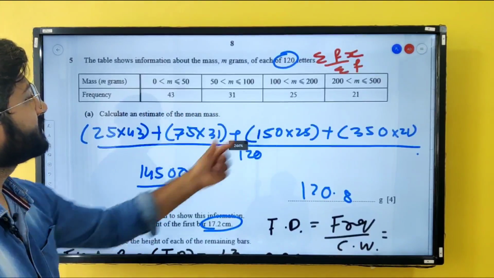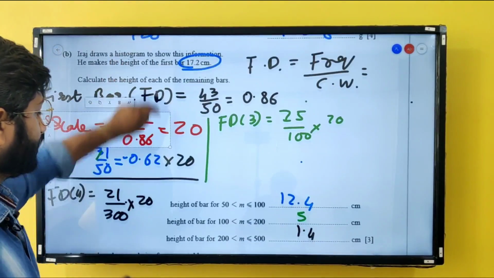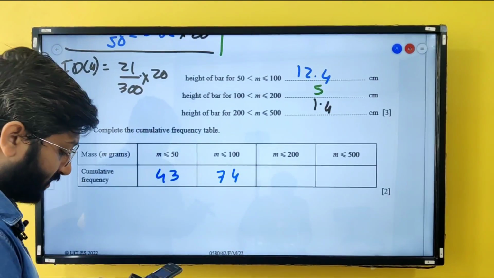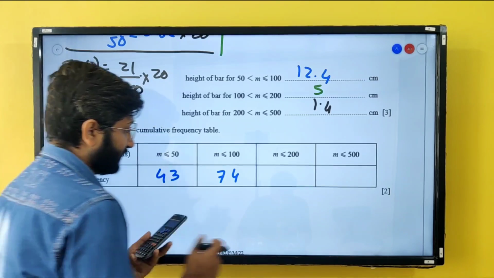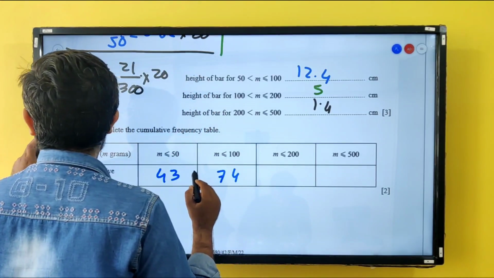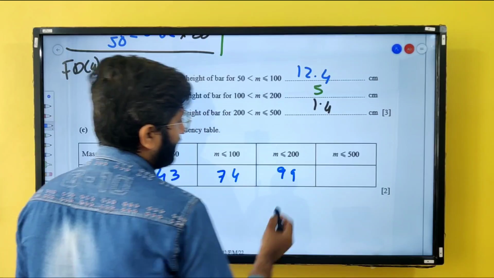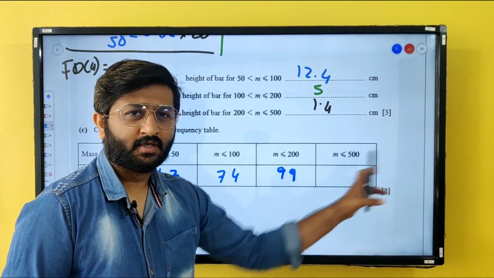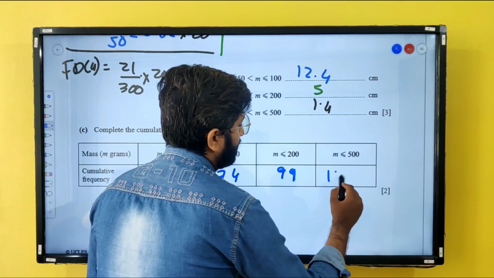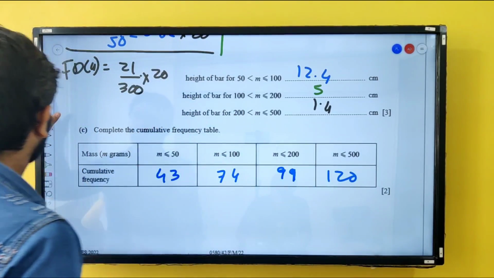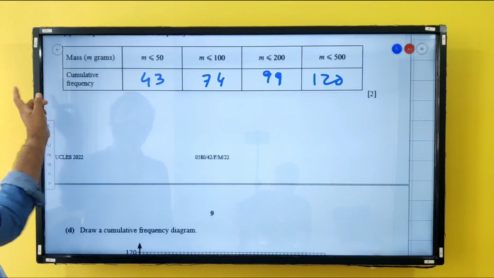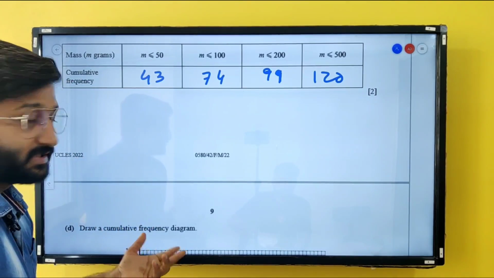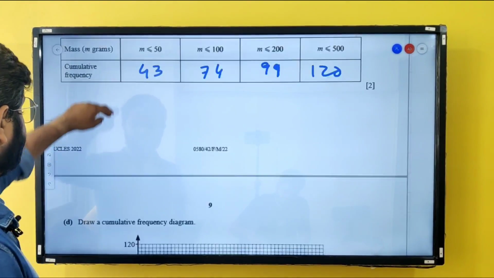I think the frequency is 25. So 74 plus 25 is 99, and at last the last frequency is 21. So 99 plus 21 is 120. Right? So this is the frequency density. Sorry, not frequency density, cumulative frequency.